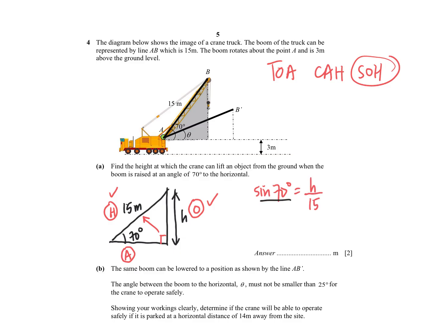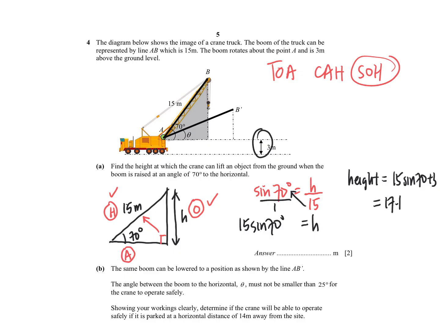So go and cross multiply. Press calculator. 14.1. Oh, must plus 3. Sorry, my bad. The actual height is 15 sine 70 plus the 3 here. So you should get 17.1, 3SF. Remember to plus the 3.